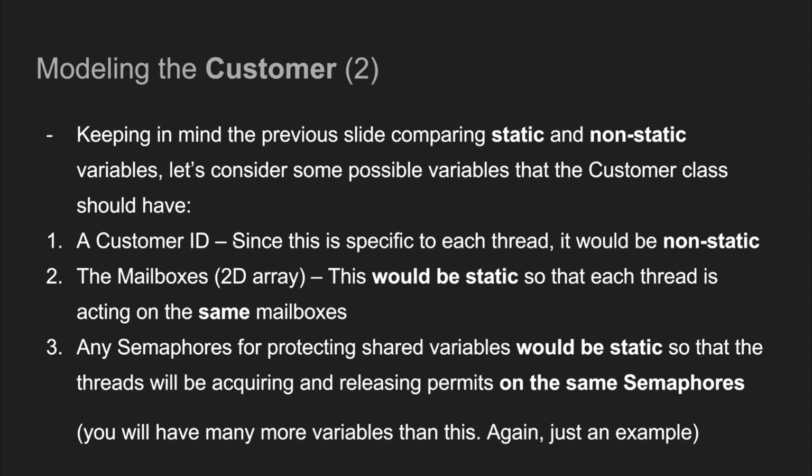So for example, a customer ID, since this is specific to each thread, we would want that to not be static because we want each thread to have its own ID. The mailboxes, the 2D array, this would be static because you want each thread to act on the same mailboxes. You don't want a copy of each mailbox where one thread puts in mail in someone's mailbox and that person doesn't see it because it's not the same string array. And then any semaphores for protecting shared variables would be static so that the threads will be acquiring and releasing permits on the same semaphores. Because if not, the semaphore would be kind of useless because each thread would be acting on its own copy of a semaphore.